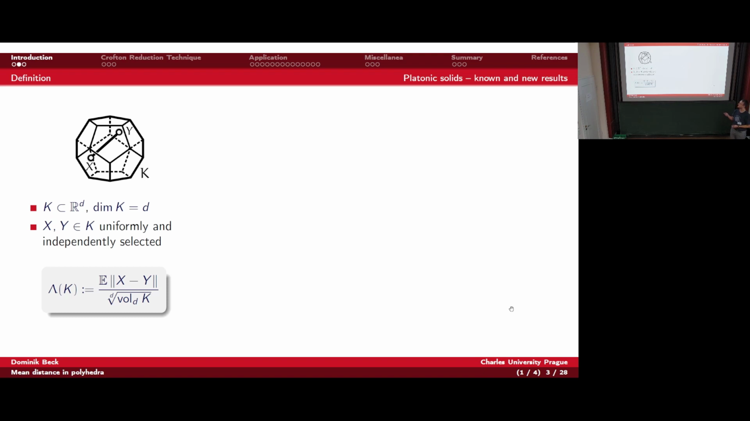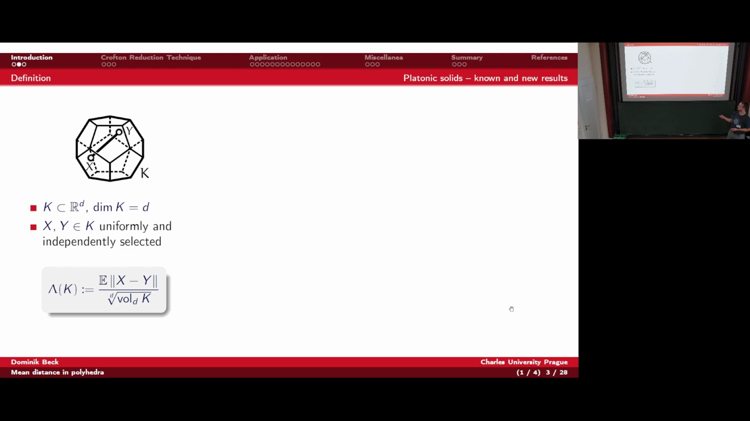You again have a convex body. Actually, in fact, it doesn't have to be convex, but I will stick with only convex bodies for right now, which is of dimension d, although I will only work in dimension 2 and 3. So in general, the dimension of this body is d, and you select two random points uniformly, the points x and y, and you are interested in the mean distance between those 2 points.